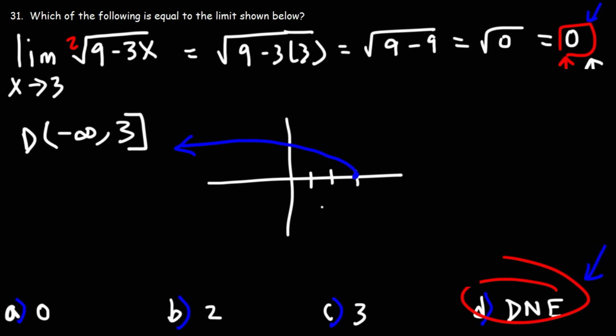So as you approach x equals 3 from the left side, you can see that the y value goes down towards 0 on the y-axis. But as you try to approach 3 from the right side, there's nothing here. So that's why the limit from the right side doesn't exist, because it's outside of the domain. That's how you could see it graphically. So that's why the left side exists, because that's part of the domain of the function, but the right side doesn't exist. Either case, the answer is D.